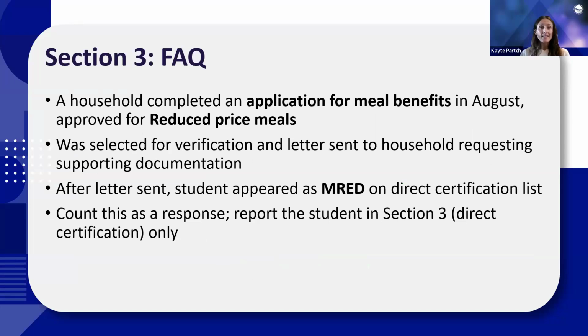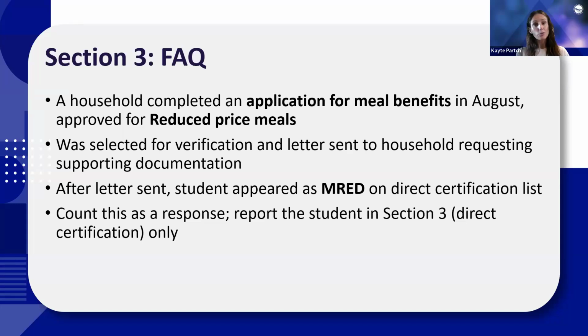Continuing our FAQ, we have an example. A household completed an application for meal benefits in August, and it was approved for reduced price meals. Coincidentally, this application was selected for verification, and the letter was sent to the household requesting that they submit supporting or verifying information about what they put on that application for meal benefits. After that letter was sent to the household, the student on the application appeared as a direct certification match for Medicaid reduced. What do you do with this, right?